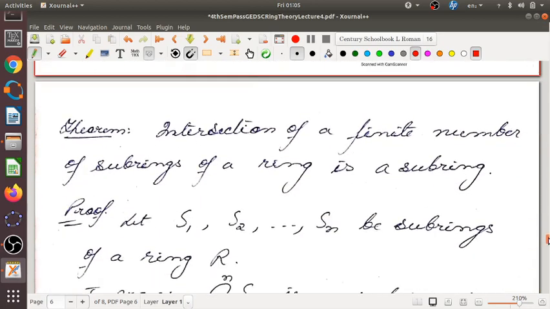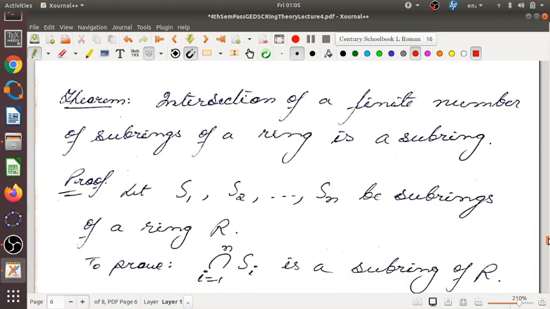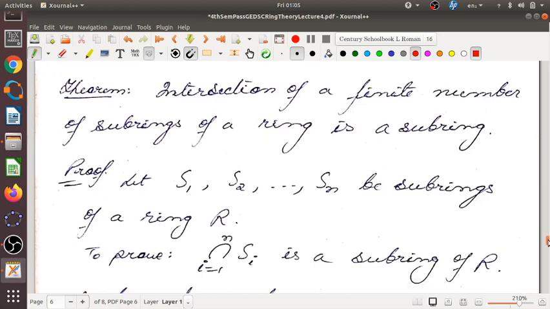Then we have a very similar theorem. Intersection of a finite number of subrings is a subring. If you have more than two subrings, S1, S2, S3, up to S100, as many subrings as you want, you take their intersection, it is going to be a subring. The proof is very similar except for some notations.